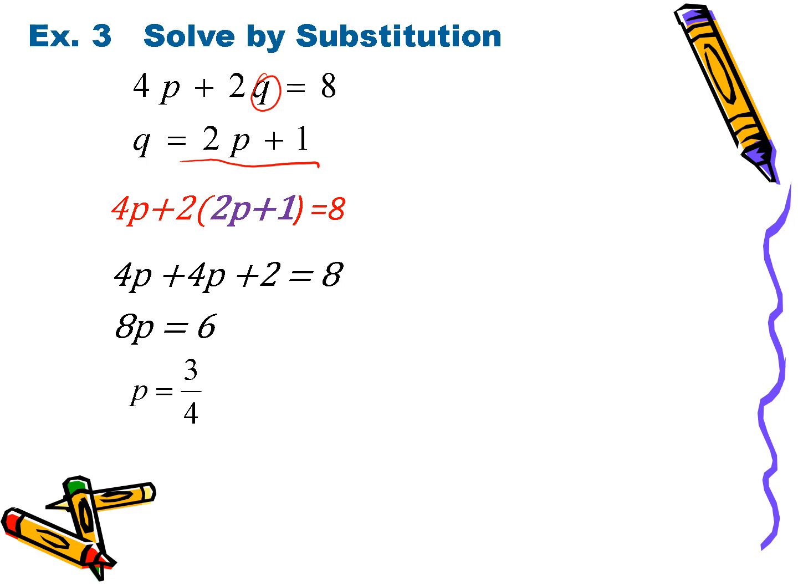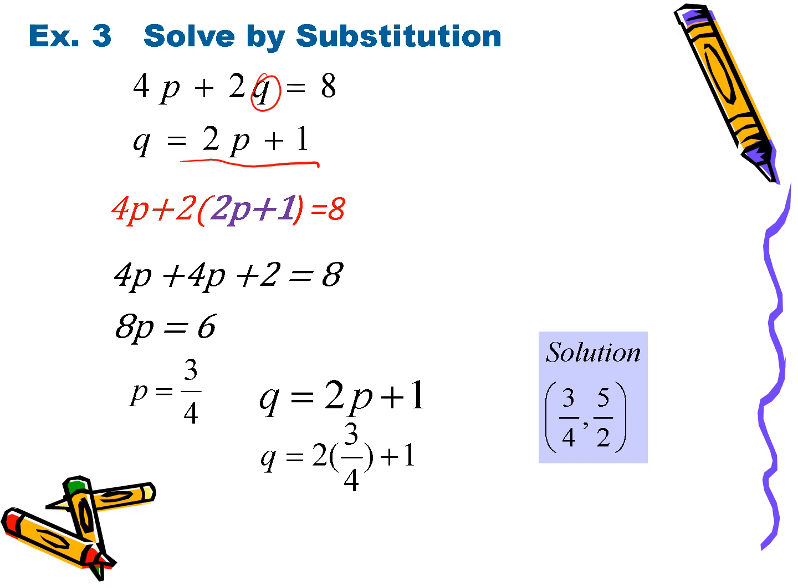Well, I've got the value for p, now I need to get the value for q. So I substitute into 2p plus 1. Could I have plugged it into the top one? Absolutely. But the bottom one is already solved for q, so I just have to plug in and simplify. So I plug in 3/4 for p, and then I solve, and I get 3/4, 5/2.